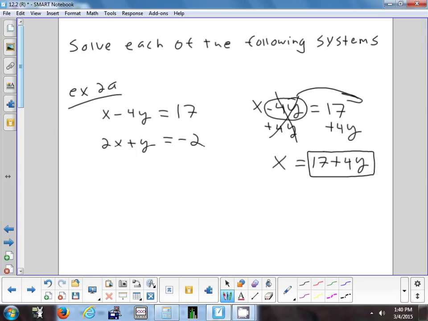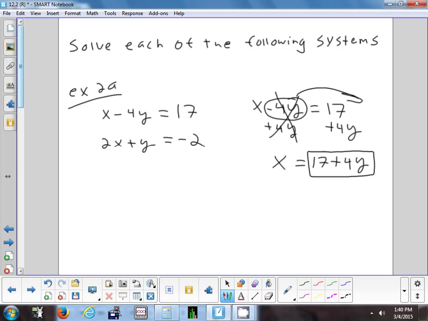Okay, everybody see now we've got a letter by itself. Yeah, guys, 4y plus 17, it's the same thing. If you did it that way, that's fine too. It means the exact same thing. Everyone see how we've got x by itself now? Guess what? From here, it's the same thing you did yesterday.